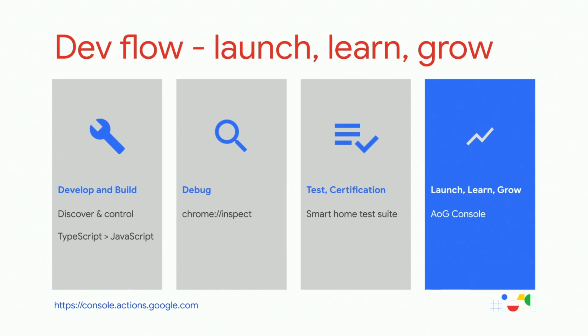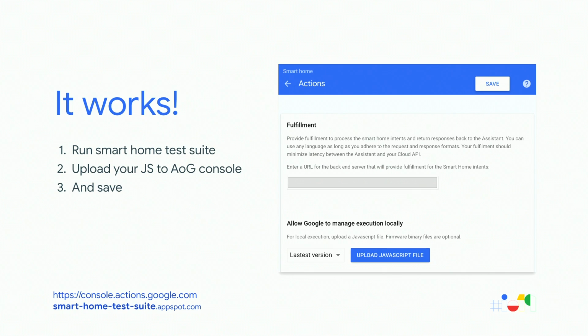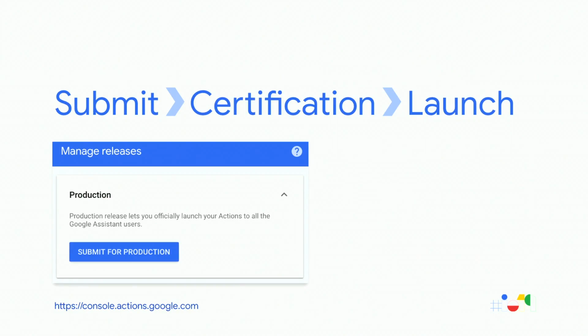Finally, let's look quickly at the remainder of the app lifecycle. So your app works, Smart Home Test Suite says it's working, all the tests pass, and at that point, it's time to upload your JavaScript. So go back to the console, upload your JavaScript, hit save. After you feel ready, you hit the submit button, and that starts the certification process on Google's end to certify this new JavaScript and the integration. Once certified, your project launches to all the users.